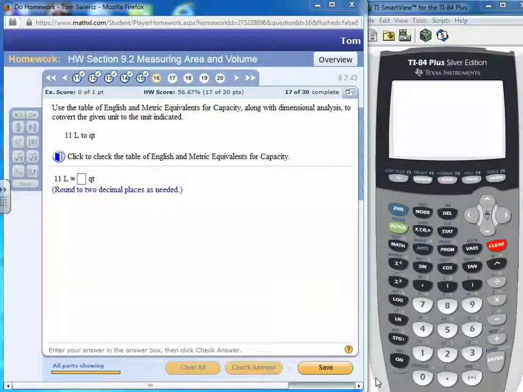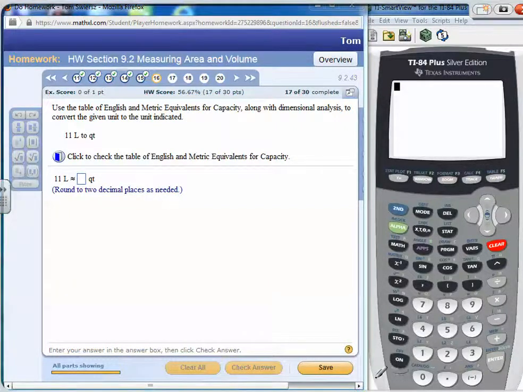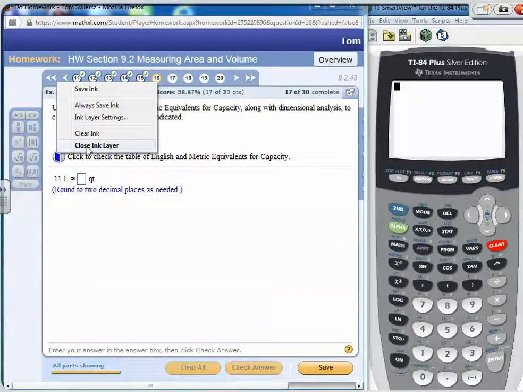Let's solve homework exercise number 16 from section 9.2. We need to use the English and metric equivalents for capacity or volume and dimensional analysis to convert 11 liters to quarts. Now what we can do is click on the table here to get the conversion from liters to quarts.